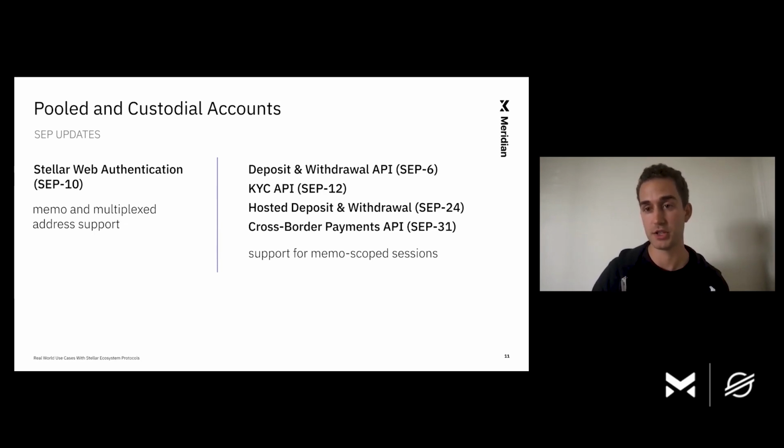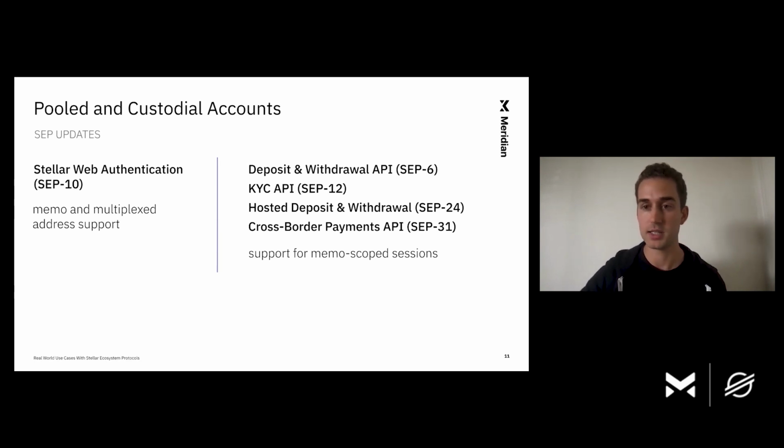limited scope session. And so the main differences when it comes to the deposit and withdraw APIs is that the transaction history that comes back when you try to fetch your prior transactions are only the transactions that were initiated with that particular memo or multiplex address and not the actual on-chain account.